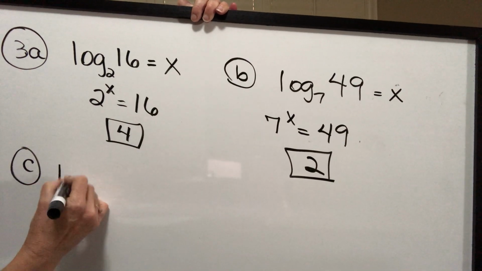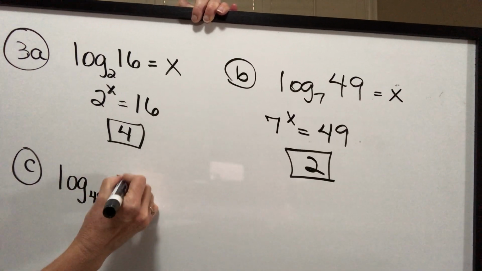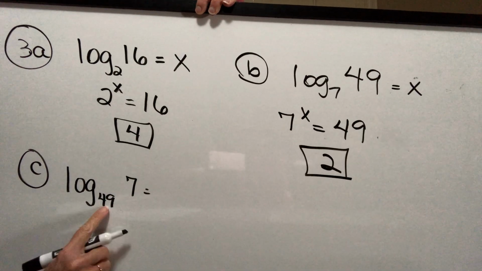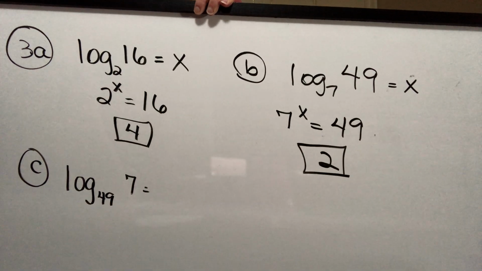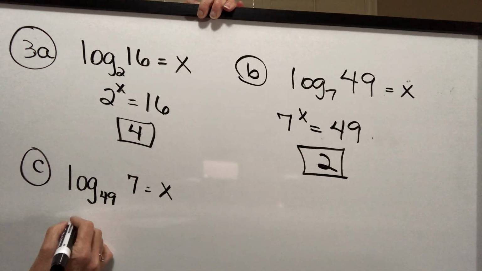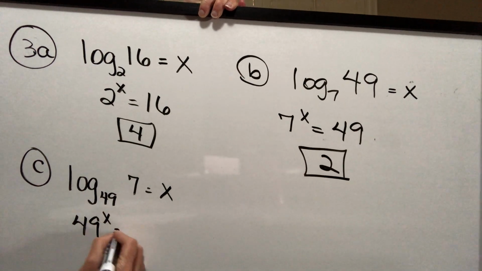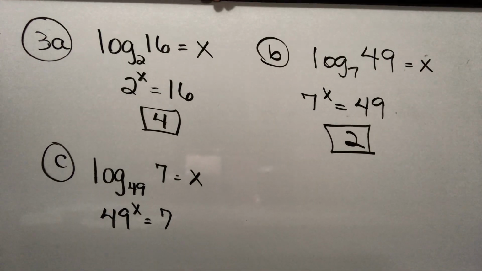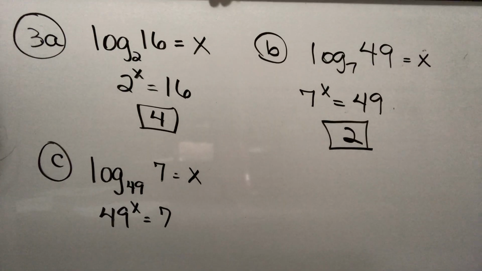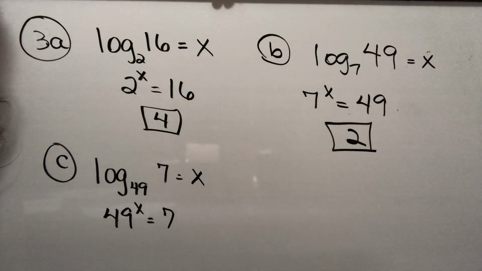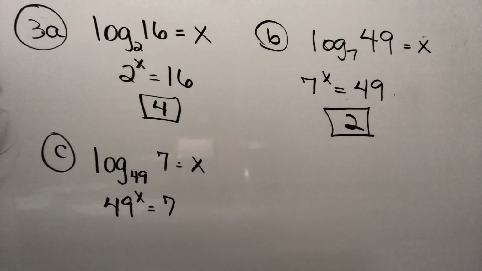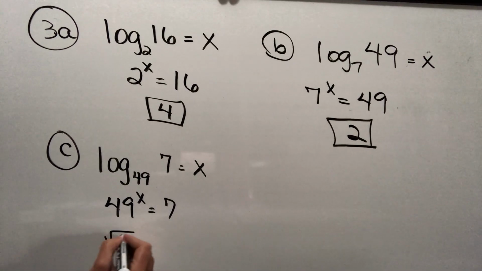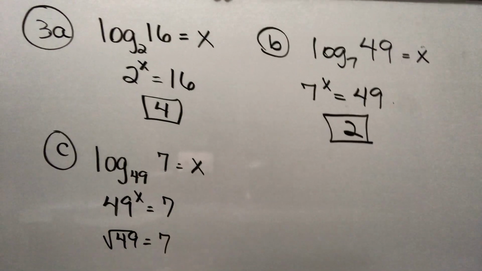Okay, so for part C, we have log base 49 of 7. Now this one is not the same as B, because the 49 is the base and the 7 is the other number. We would still think of it the same way and say 49 to the x power is 7. This one is a little tricky because 49 is larger than 7. Without a calculator, you would think how 49 and 7 are related to each other. Hopefully you would recognize that if you took the square root of 49, that would be 7. So the square root of 49 is 7.